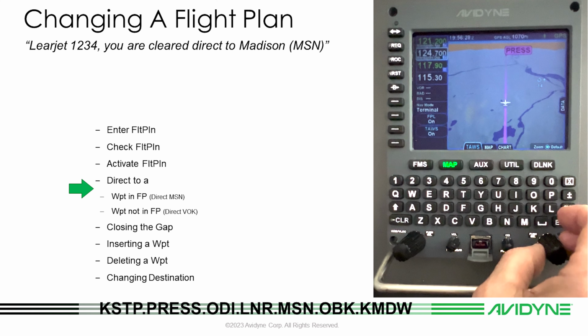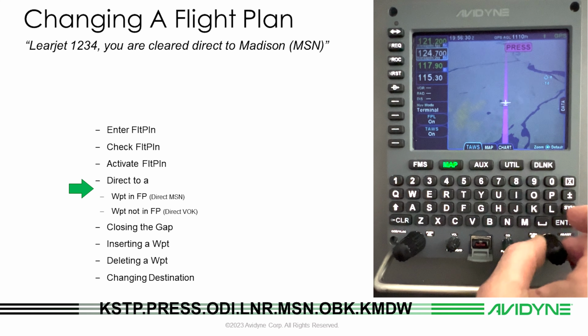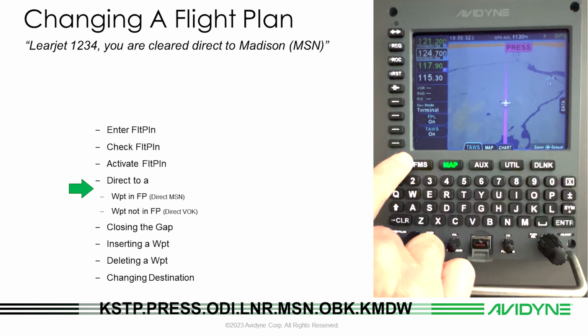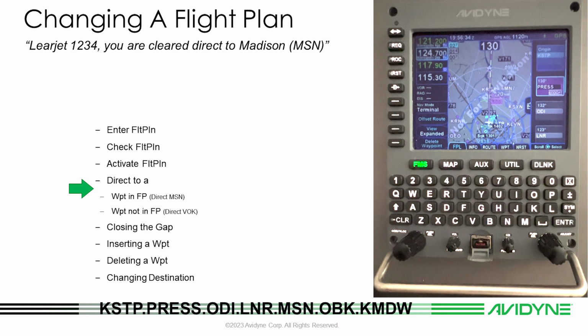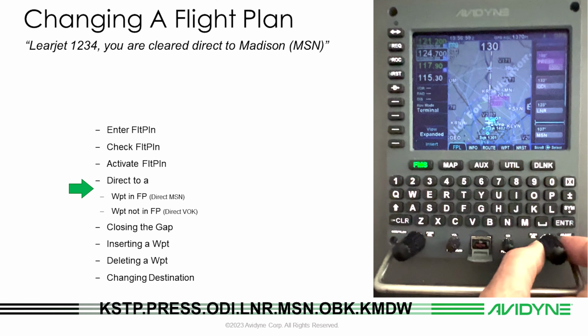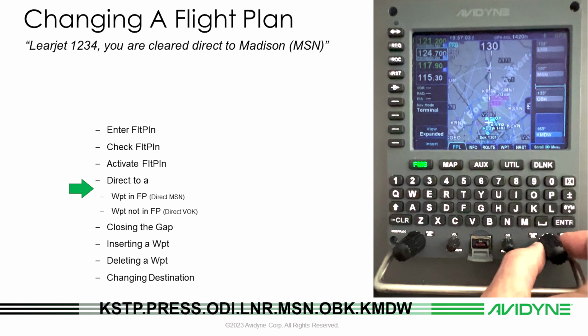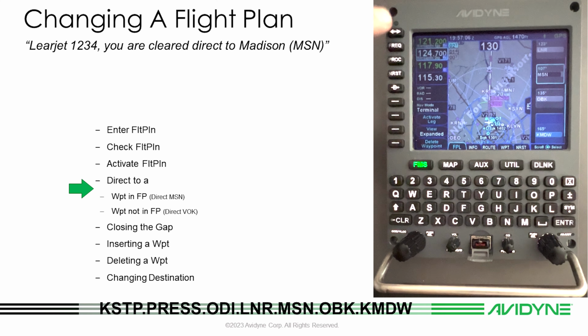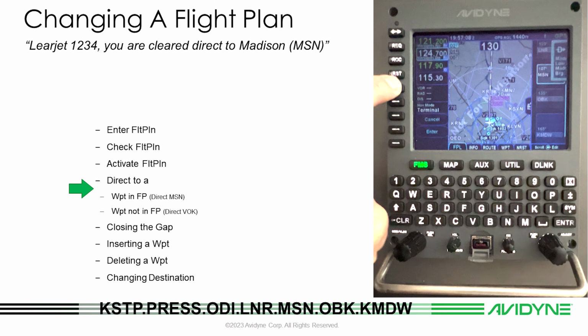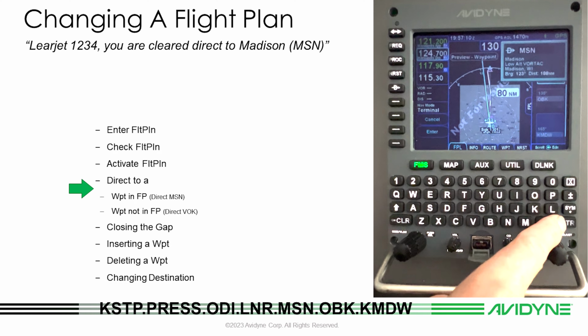One of the most common and welcome changes to a flight plan is when you are cleared to fly direct to a waypoint that is already in your flight plan. Since it's already in your flight plan, it's easy to select and go direct to it. In this scenario, you get a call from ATC, Learjet 1234. You are cleared direct to Madison. So let's scroll down to Madison and hit the Direct To button. Press Enter to acknowledge and Enter again to confirm.